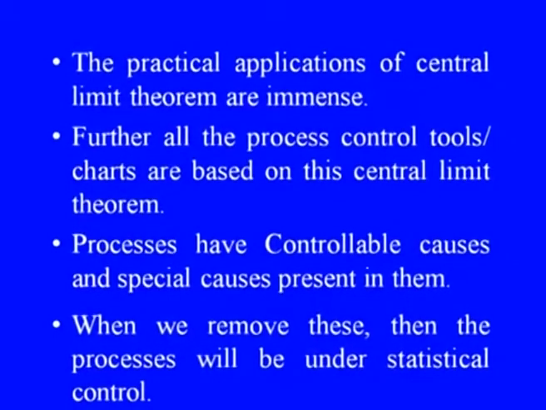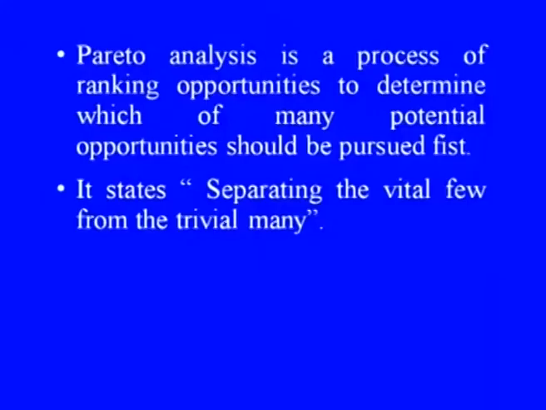Processes have controllable causes and special causes present in them. When we remove these, then the processes will be under statistical control. Pareto analysis is a process of ranking opportunities to determine which of many potential opportunities should be pursued first. It states separating the vital few from the trivial many.